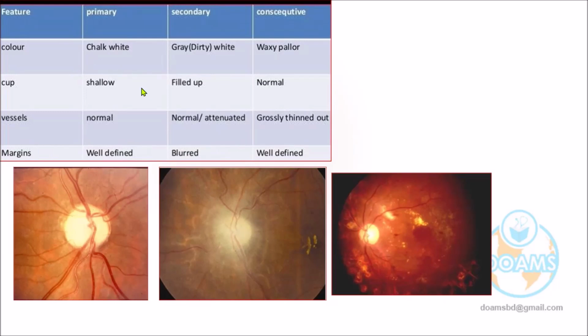And there are some differentiating points. You may not understand everything. Waxy pallor, doctor. How can you identify waxy? Sometimes it is very difficult to say whether this is white or not. But you are now going more in depth. Sometimes you can correlate with this if you become an expert. No problem. So these are some differentiating points. Try to remember this: primary, secondary, and consecutive. Consecutive means retinal involvement associated problem.